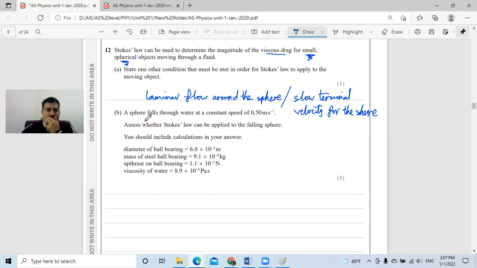That's part A. Part B, what do they ask? A sphere falls through the water at a constant speed of 0.5 meters per second.